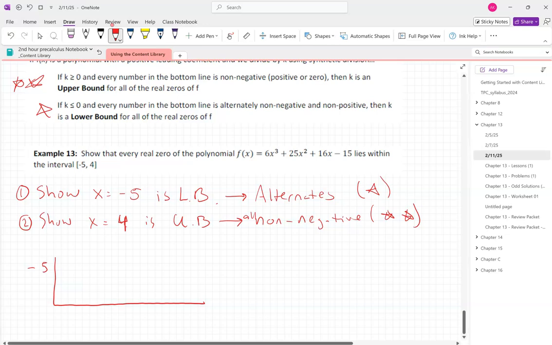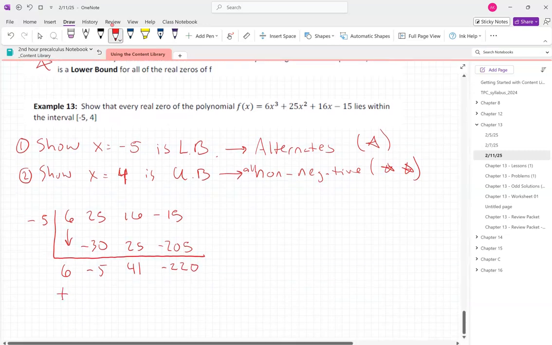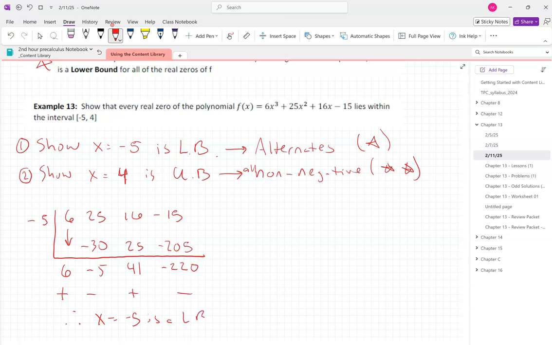I don't actually have to find all of the zeros and be like, oh, look, -5 is smaller than all of them. That could be real stinky to do. And I notice here that I got my alternating signs. So that tells me that I have a lower bound.